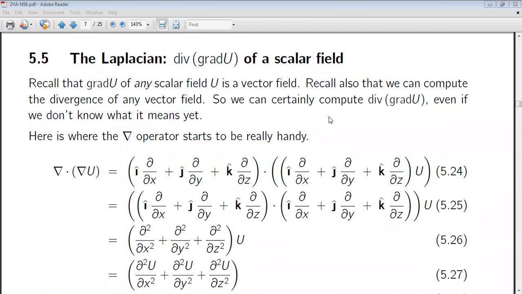A few days back, I discussed the vector things about divergence and gradient. So today we will move to the next part of the chapter, that is the Laplacian operator.